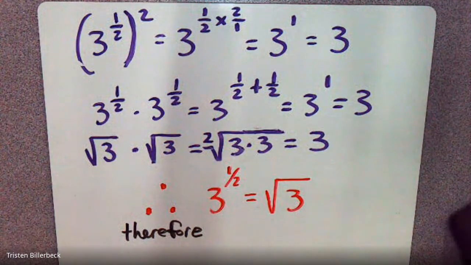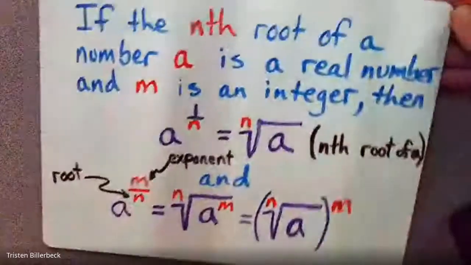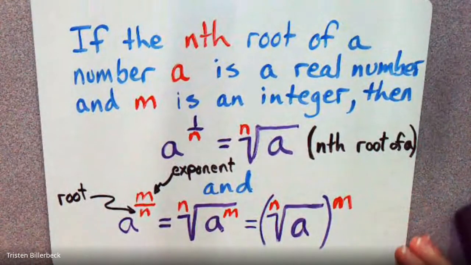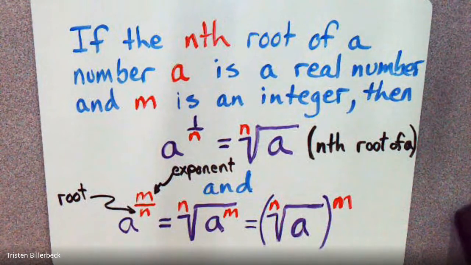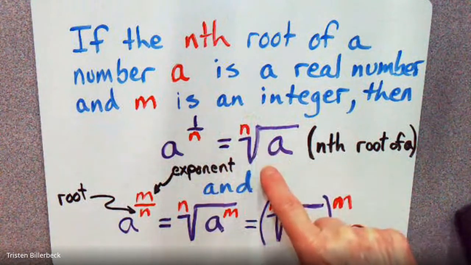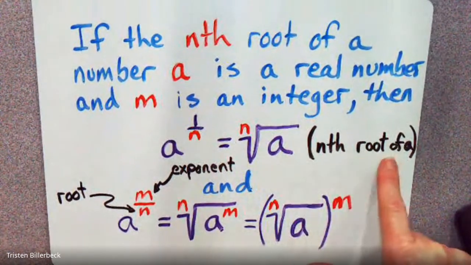All right. So this brings us to another big aha moment. Okay, so if the nth root of a number a is a real number and n is an integer, that means -4, -3, -2, -1, 0, 1, 2, 3, 4, as such, then I have a to the 1 over n equals the nth root of a. So we pronounce that the nth root of a.